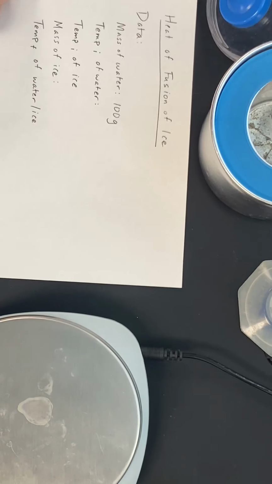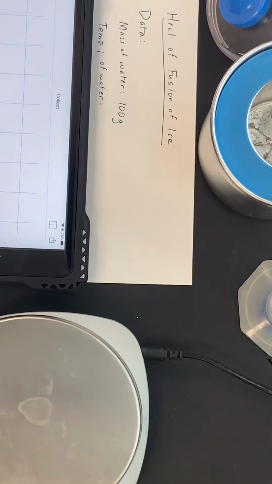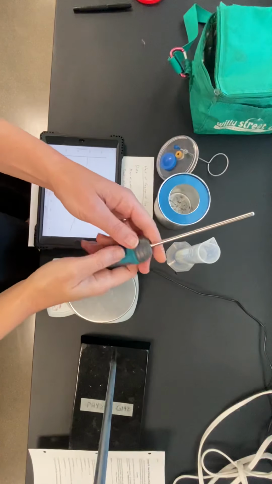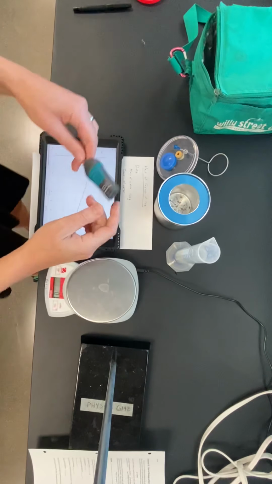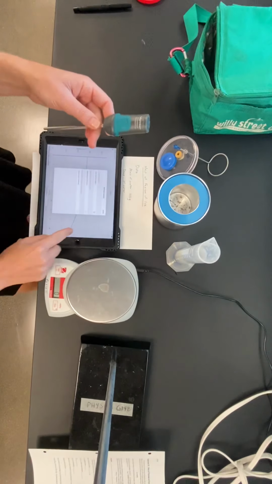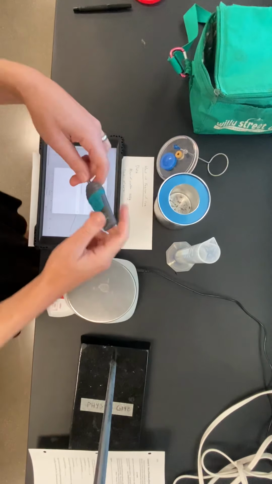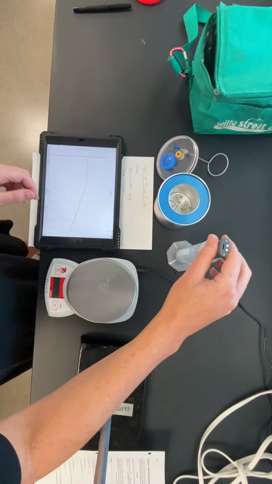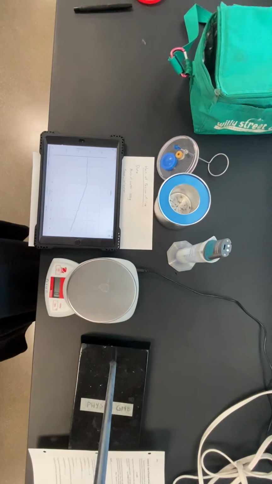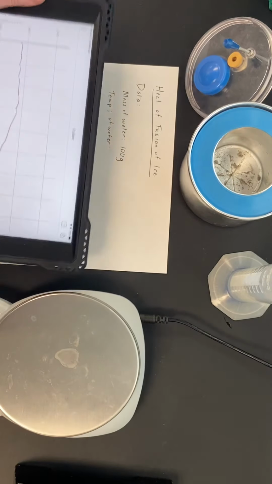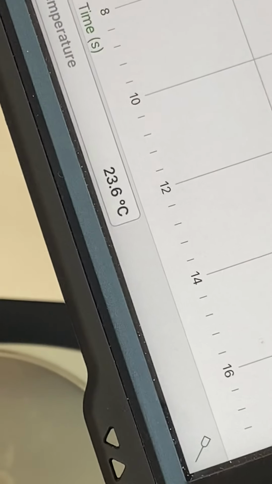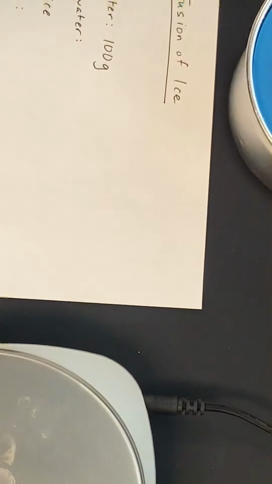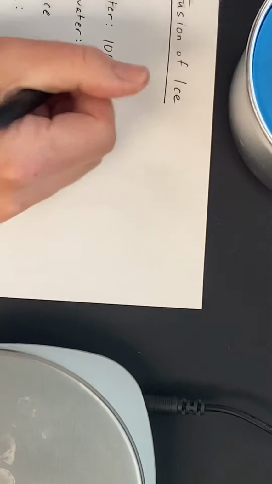And next, I'm going to get the initial temperature of the water. And I'm going to do that with a temperature probe, which is pretty cool. I actually can Bluetooth this temperature probe to my Vernier Graphical Analysis. And so I will put this temperature probe in the water, and then we'll just zoom in on our measurement here. And it looks like the water temperature is 23.6 degrees Celsius. So that's my initial temperature of the water.